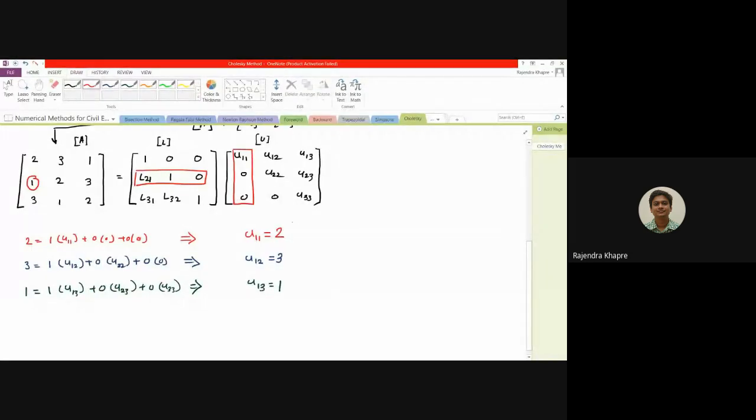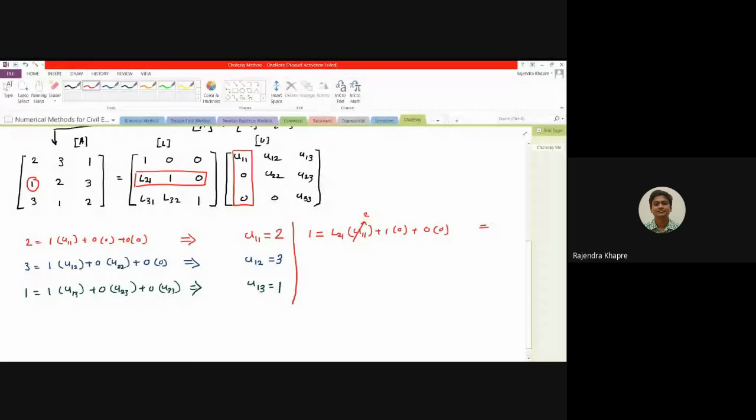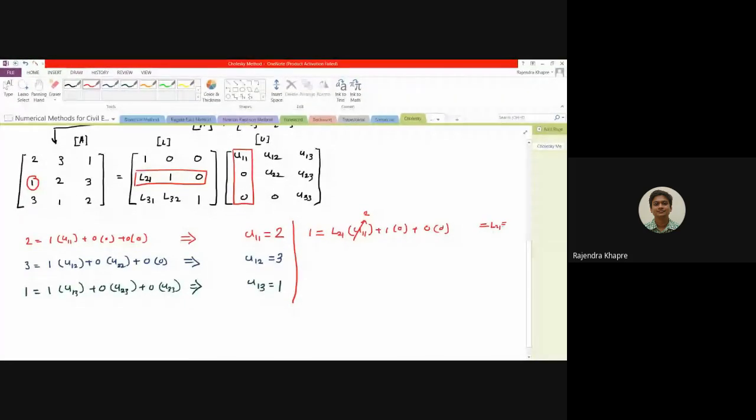So let me write down over here, that will be better. So this is 1 equals to, you have L21 multiplied by U11. Okay, plus 1 into 0 plus 0 into 0. Am I right? बराबर ही है, right? So out of which this u11 is already known. This is 2. Here we have just now identified this u11 value. Okay. So with the help of this, now you can easily get the value of L21. कितना आएगा ये?